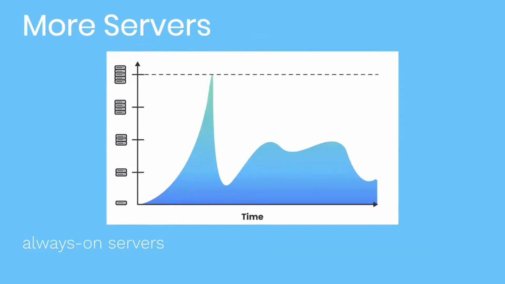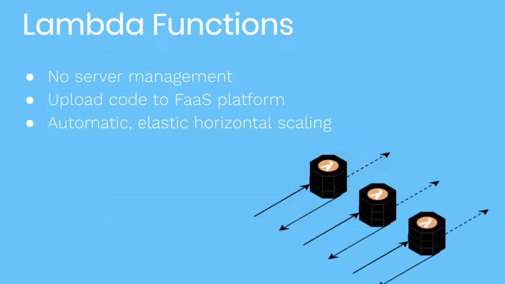So the question is, can we dynamically adjust based on incoming requests? And the maybe not so surprising answer to that is yes, we can, using Lambda functions. Lambda is AWS's Functions as a Service offering. There are other FaaS vendors, Google Cloud, Microsoft Azure, and others, but here we're just talking about AWS Lambda.